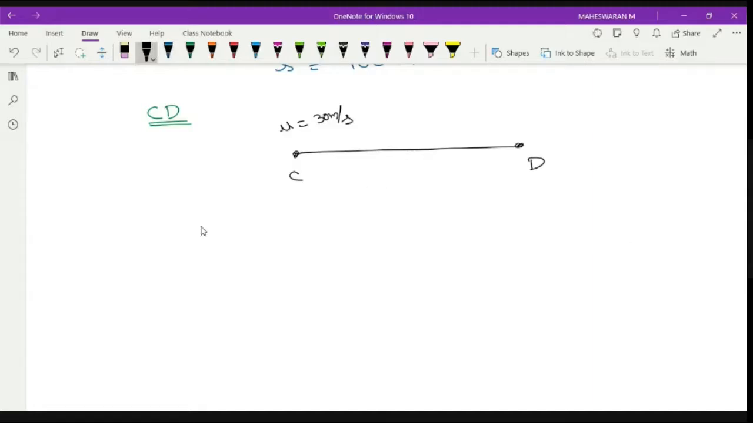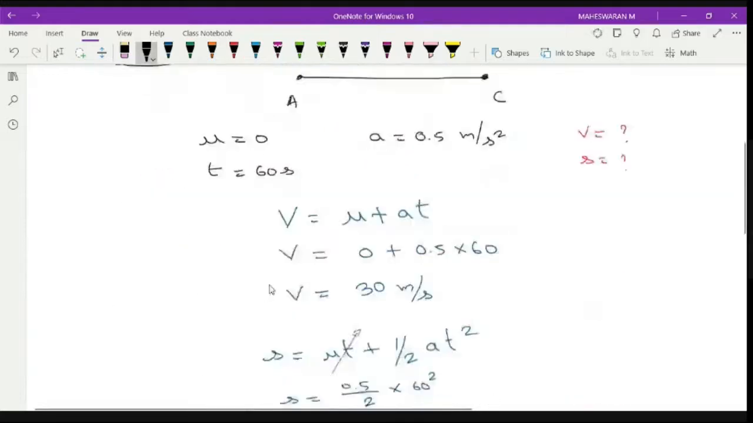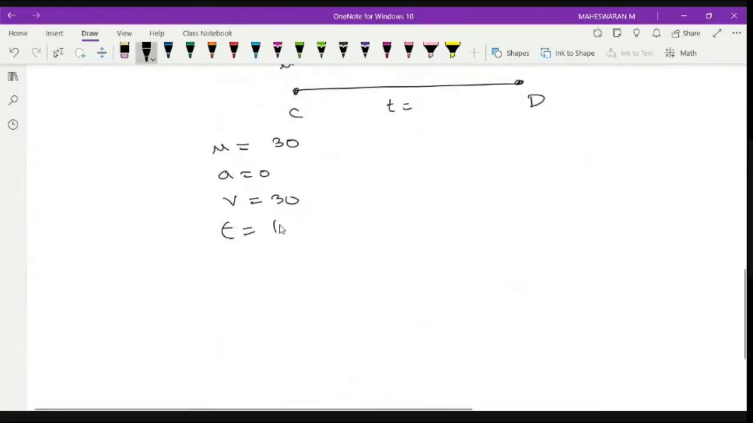So V is equal to 30 meter per second, and you know the acceleration. So let us write the data. U is equal to 30, A is 0. V is also 30 because it is having uniform velocity. So both are 30. And you know the time taken, which is also given: 15 into 60, that is 900 seconds. So the only unknown data is the S value.